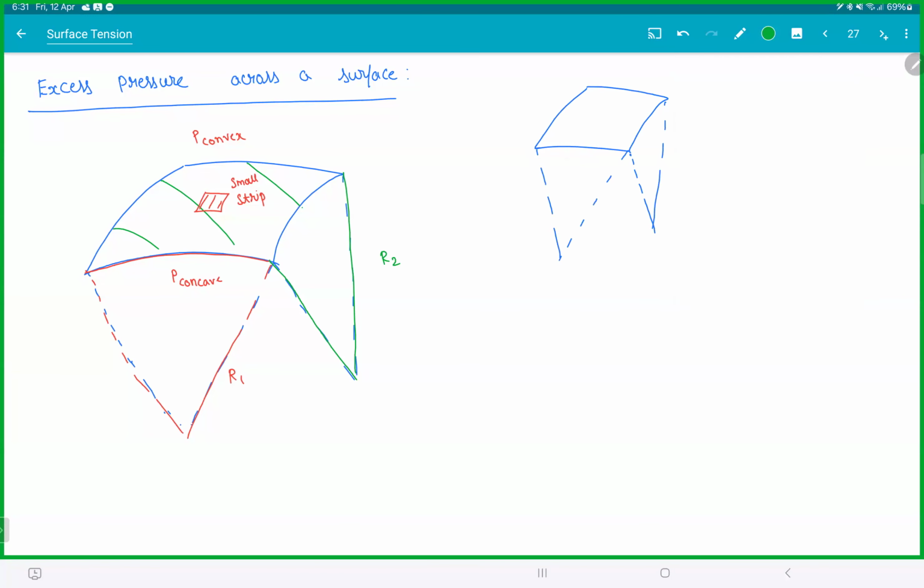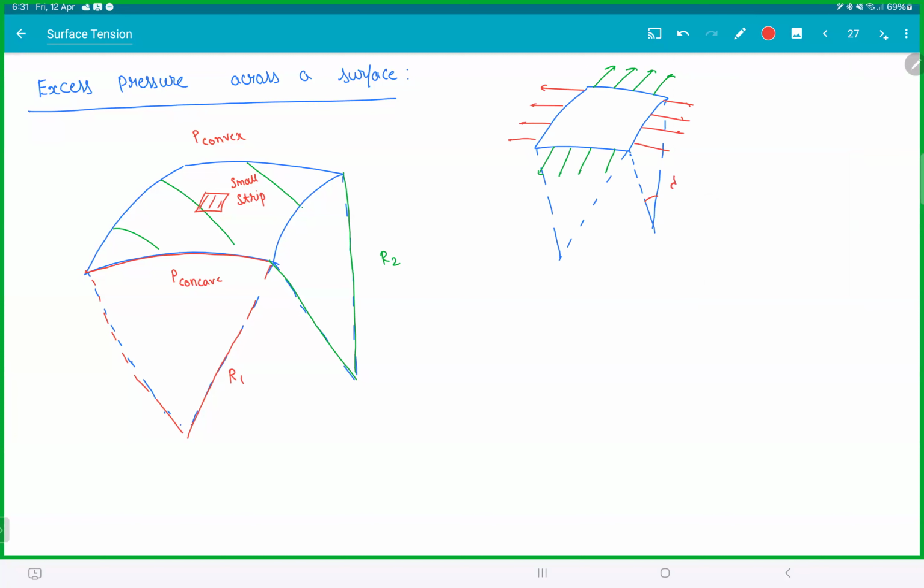The surface tension force is acting like this. It's pulling this guy this way, it's pulling this way, and it is also pulling this way. So basically, surface tension is pulling in all directions.